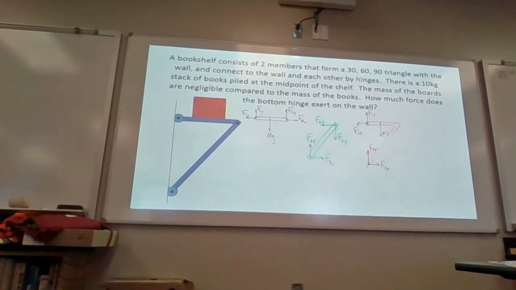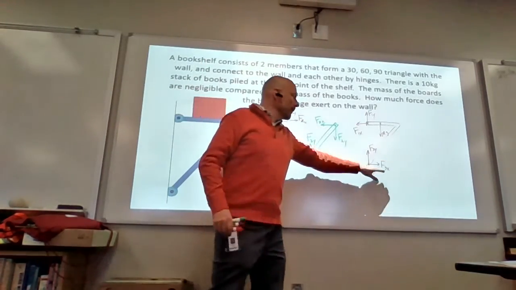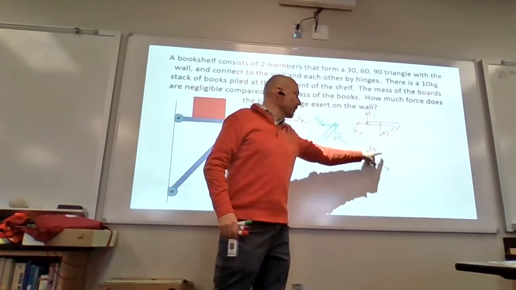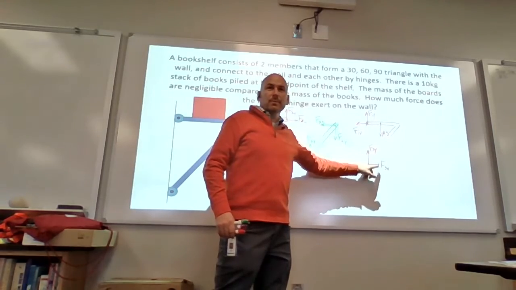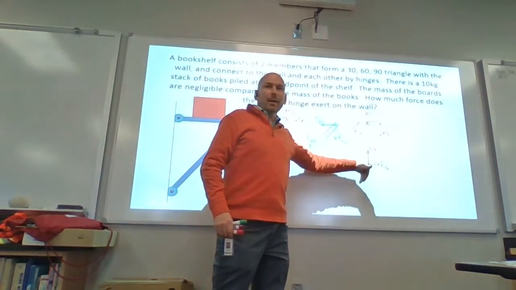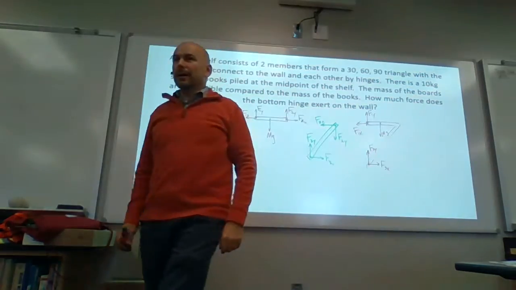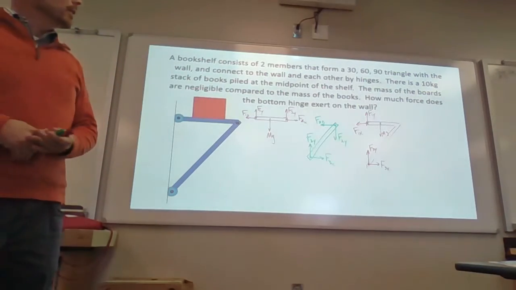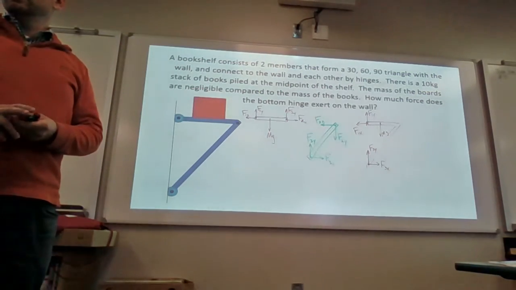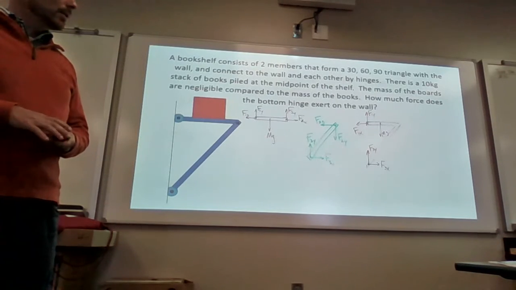Wait, what's going to be? The force F exerted. To answer the question, I'm actually looking for the resultant of these two. Oh, yeah, true. Which makes sense because it's going to be up to the left, down like that. But if none of F is in the y direction, wouldn't it not be exerted on the wall?